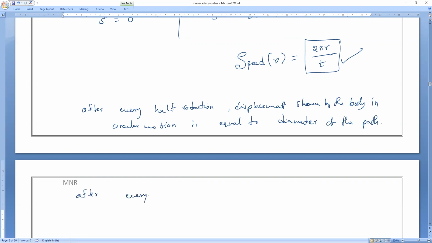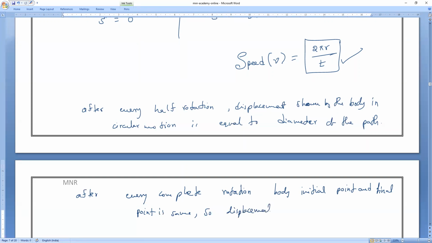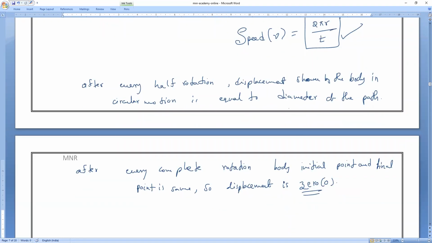After every complete rotation, the body's initial point and final point are the same. So what is the displacement, everybody? Displacement is what, guys? Diameter? 0. Mari, after every complete rotation. In half rotation, it's the diameter. After every complete rotation, it is 0. Okay, Shivani? Understood? Yes, sir.